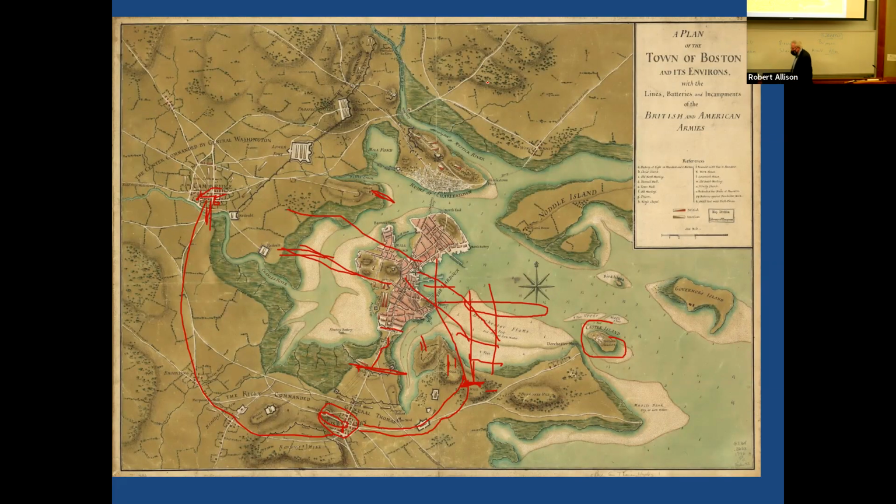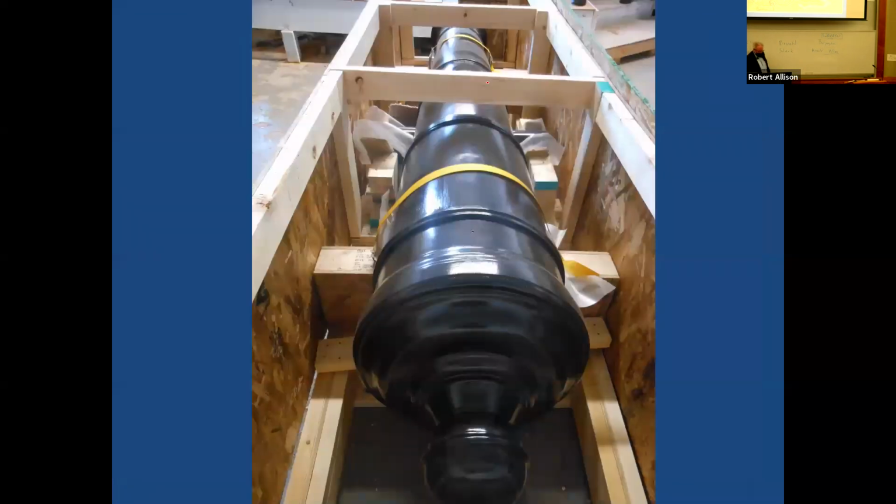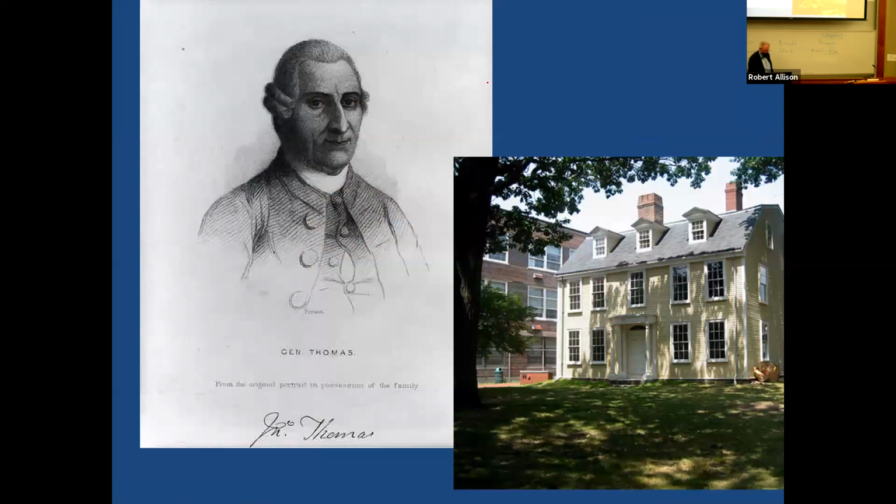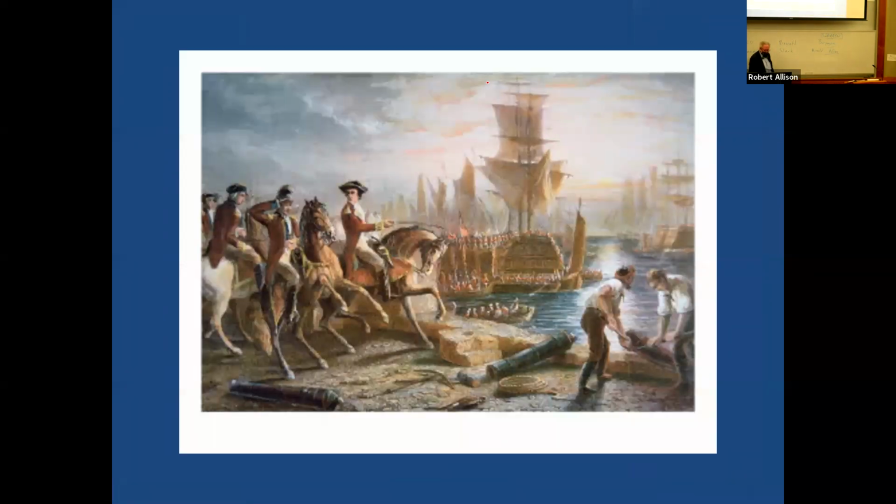The Evacuation Day parade started in 1901 when the monument at Dorchester Heights was built. This is the first American victory in the War for Independence. And this is the painting that Gilbert Stuart did of Washington at Dorchester Heights that hangs in Faneuil Hall. Here is General Thomas at his headquarters in Roxbury.